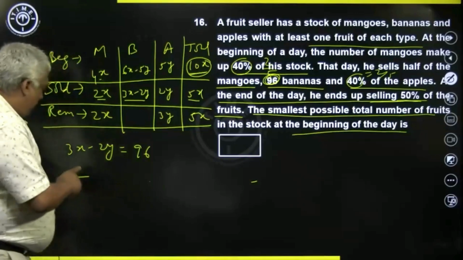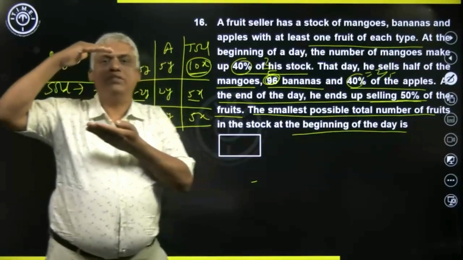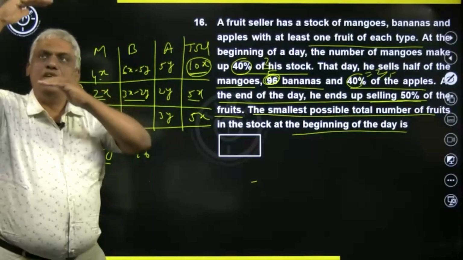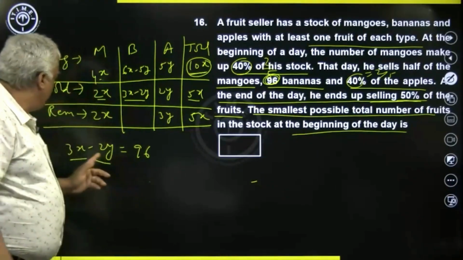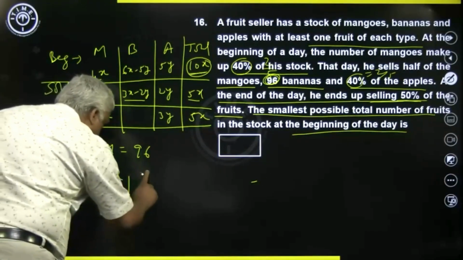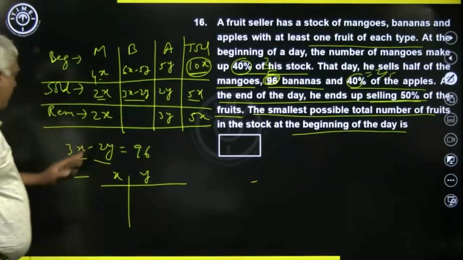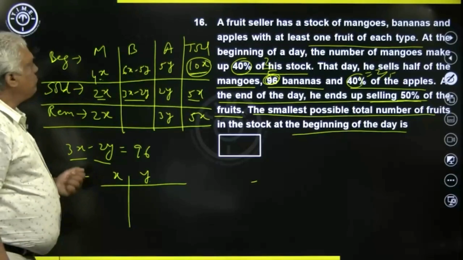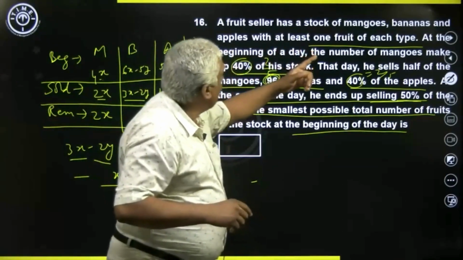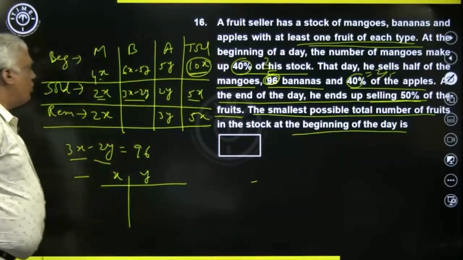Now you see here there are two numbers, 3x and 2y, and the difference is constant. If the difference of two numbers is constant and you increase one, the other has to be increased to maintain the same difference. If one decreases, the other has to decrease. So when x is minimum, y is also minimum, right? So what is the minimum value of y? y can't be 0 because he had a stock of mango, banana and apple, at least one fruit of each type. So y cannot be 0; y minimum can be 1.